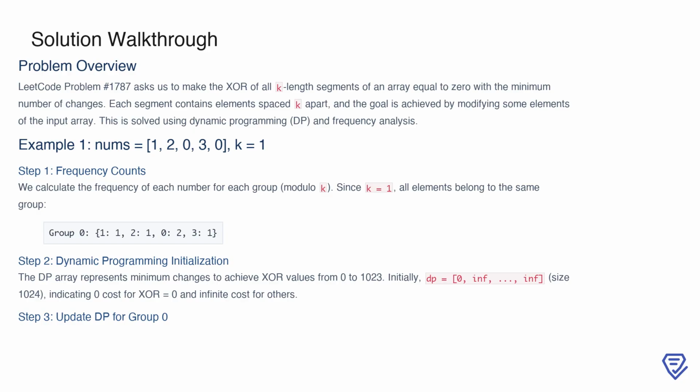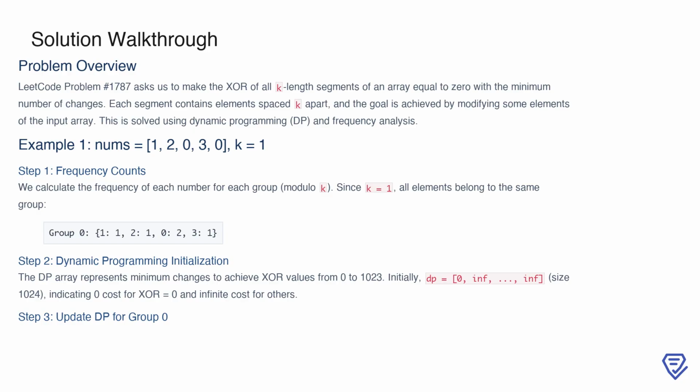For example, when nums is 1, 2, 0, 3, 0, and k is 1, every element is part of the same group since k equals 1. First, we calculate the frequency of each number in this group, resulting in group 0 with frequencies: 1 appears once, 2 appears once, 0 appears twice, and 3 appears once.